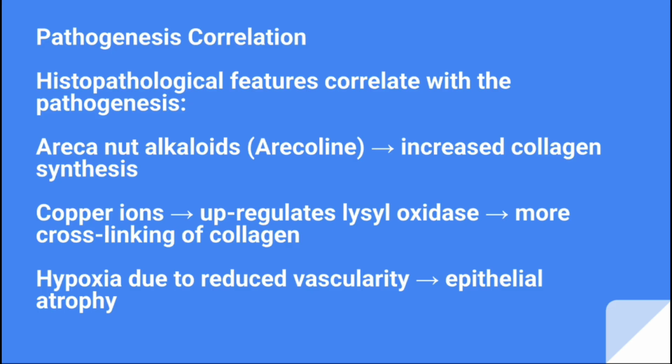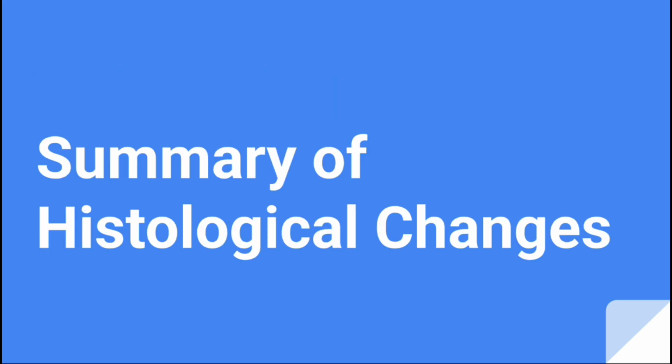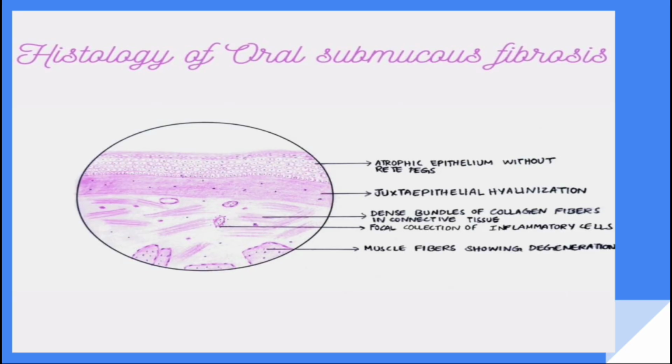Arecanut alkaloids, flavonoids, as I told you, increase collagen synthesis; copper ions regulate lysyl oxidase, giving more cross-linking of collagen. I have said hypoplasia is due to reduced vascularity, and epithelial atrophy you can see. Next, I'll give you the brief summary about these histological changes. What are the histological changes you can see here? In summary, this is the diagram you have to draw in the exam. This is the most important, you have to draw.